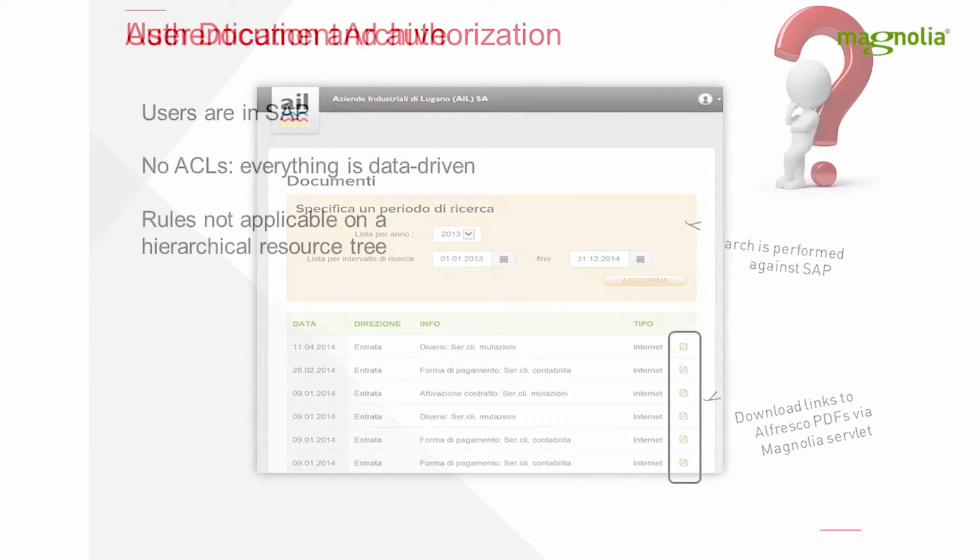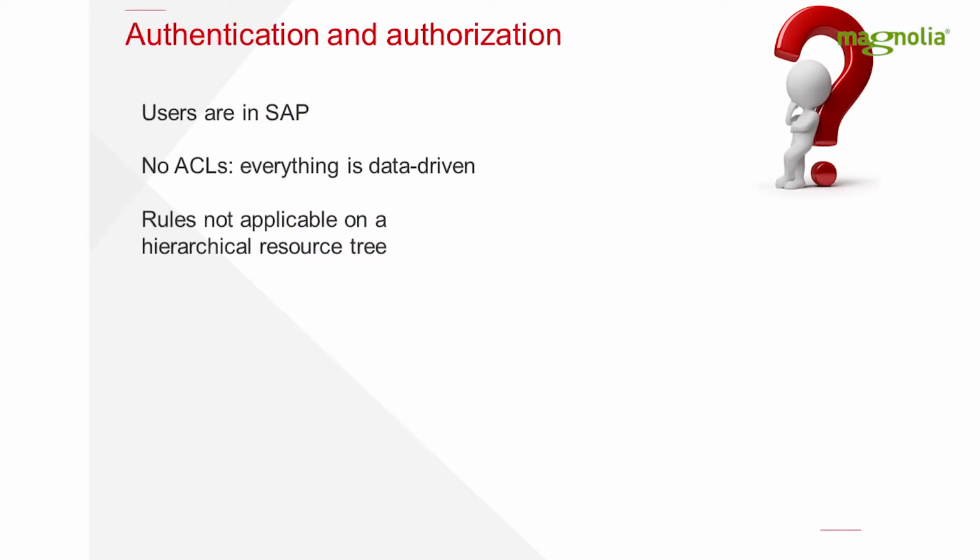Okay, the final main point of this project is about authentication and authorization. Unfortunately, we are not in a standard Magnolia project where users are in JCR. So the final users are in SAP. They are real SAP entities. There are no ACLs. So SAP by default, especially for this SAP module, doesn't allow building a complex authorization mechanism.